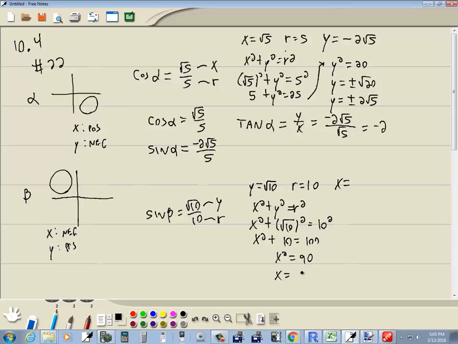Drop the squared, put a plus or minus square root on the other side. And we get x is equal to plus or minus 3 square root of 10. Because 90 is 9 times 10, so I can bring that 9 out as a 3. But we said x is negative in this quadrant. So we're going to have a negative 3 square root of 10.